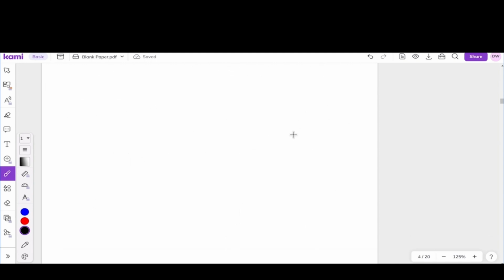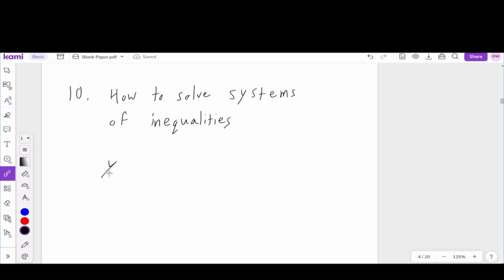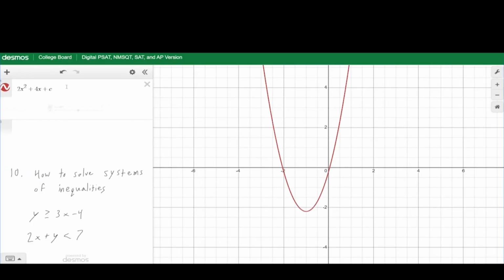And then the 10th and final tip I have today is how to solve systems of inequalities. And remember, systems of inequalities are very similar to systems of equations. The biggest difference is we're looking at the greater than and less than signs. So for instance, if I want to find the solution between y is greater than or equal to 3x minus 4 and 2x plus y is less than 7, and then maybe the different answer choices give 4 different coordinate points. Let's first graph it to see what this looks like.